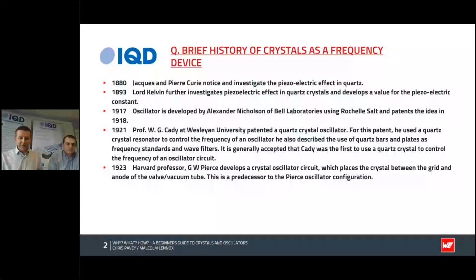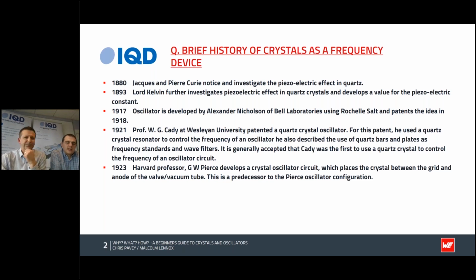I quite often think the men and women in history who make discoveries that we take for granted in the modern world are taken for granted. So my first question is, what is the history of using crystals for frequency products?